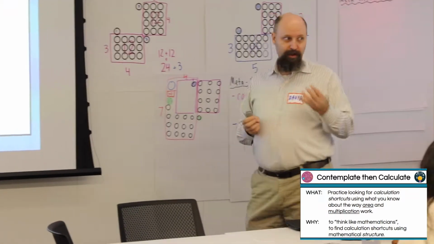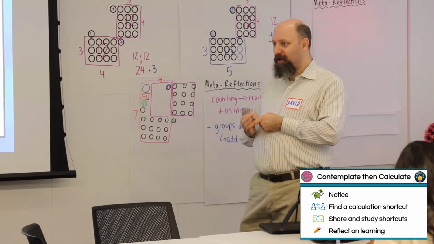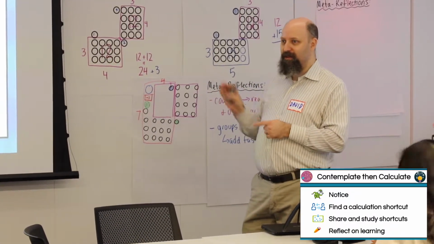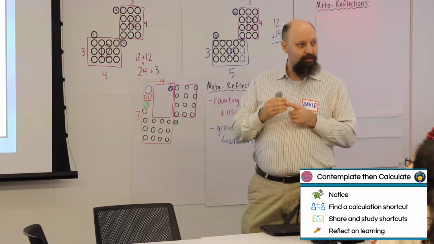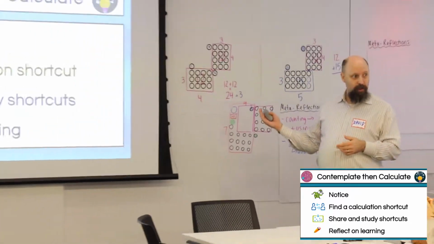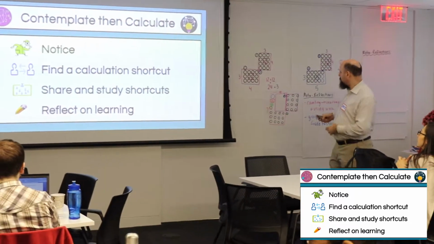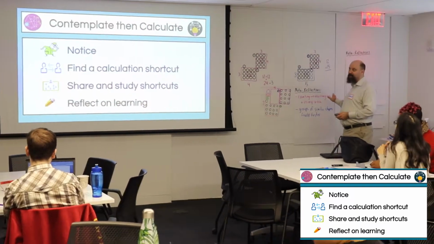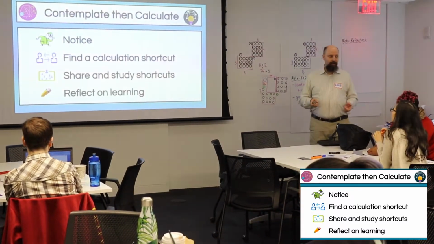Four steps, you probably noticed them last time. There's the noticings, that's the flashing of the image. You work with a partner to find a shortcut based on the structure that you see, maybe more than one shortcut. We're going to share and study some of those shortcuts up here. And then at the end, we're going to reflect on what we've learned.